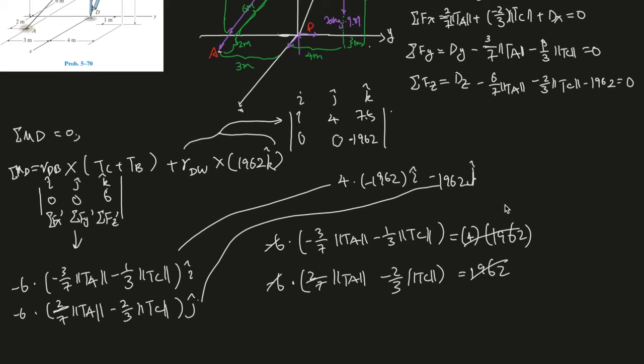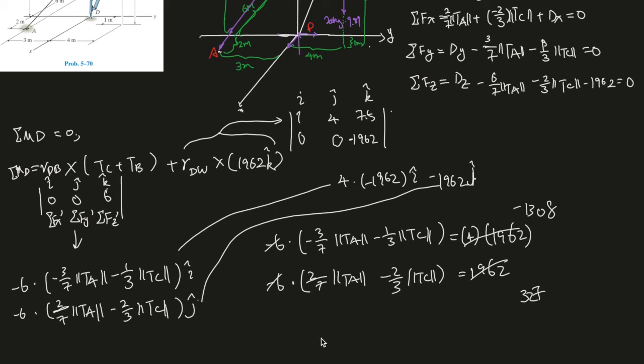What's 1962 times 4 divided by negative 6? That should give you negative 1308, and this 1962 divided by negative 6, that should give you 323, right? So here's an equation that you can use. So instead of using substitutions, you can use your calculator.